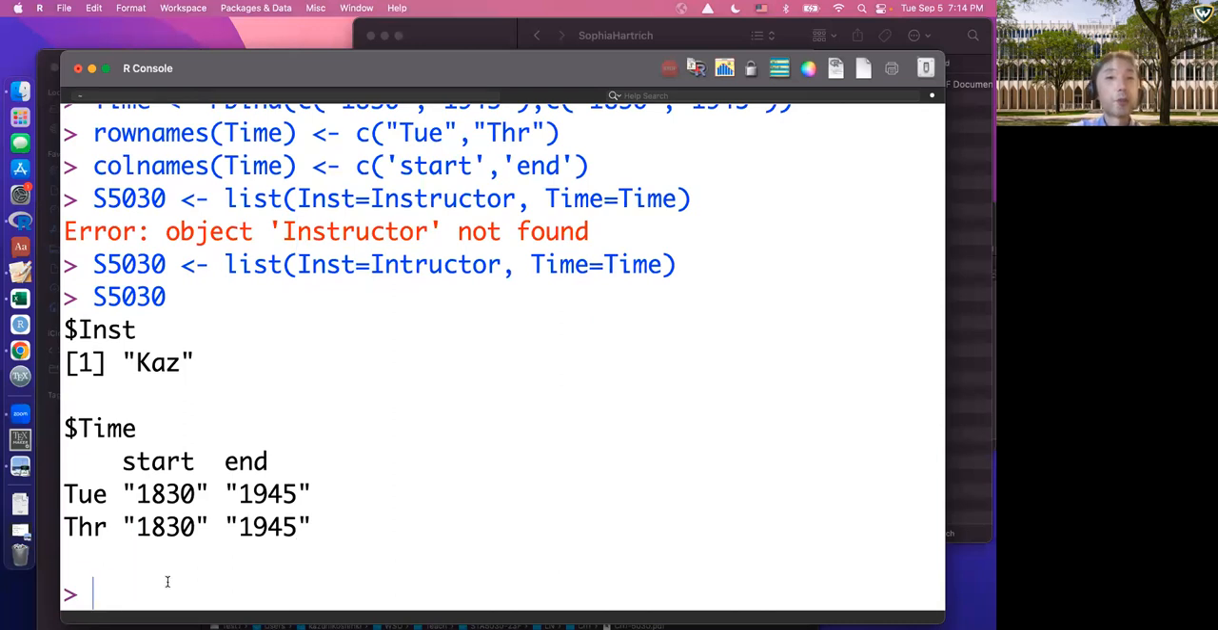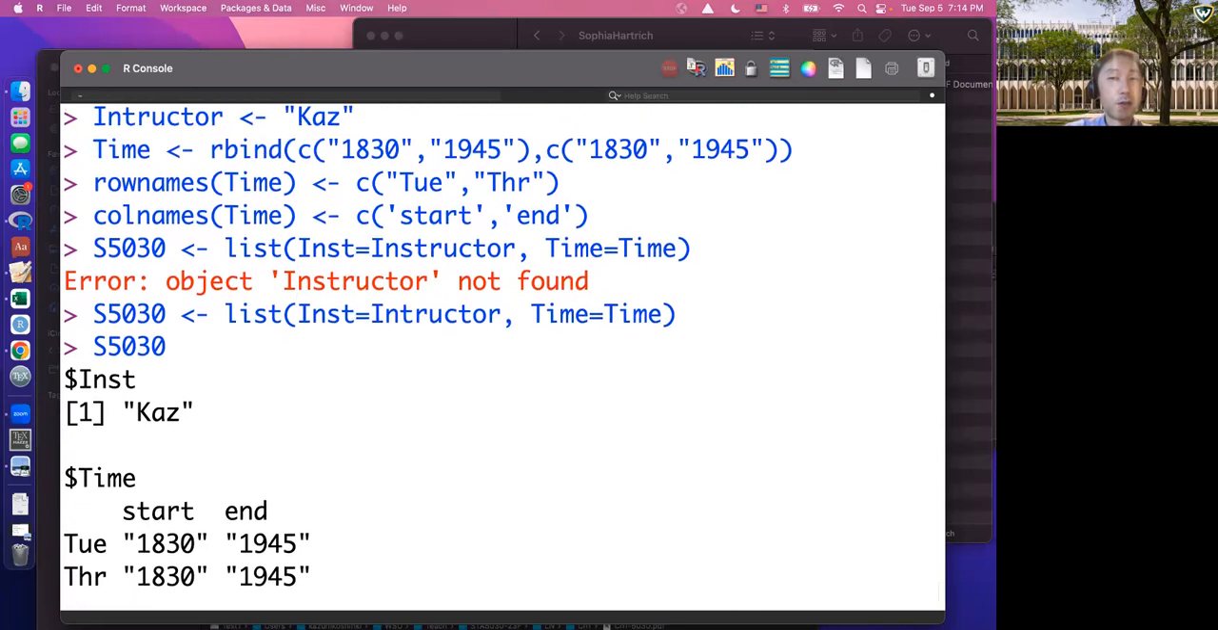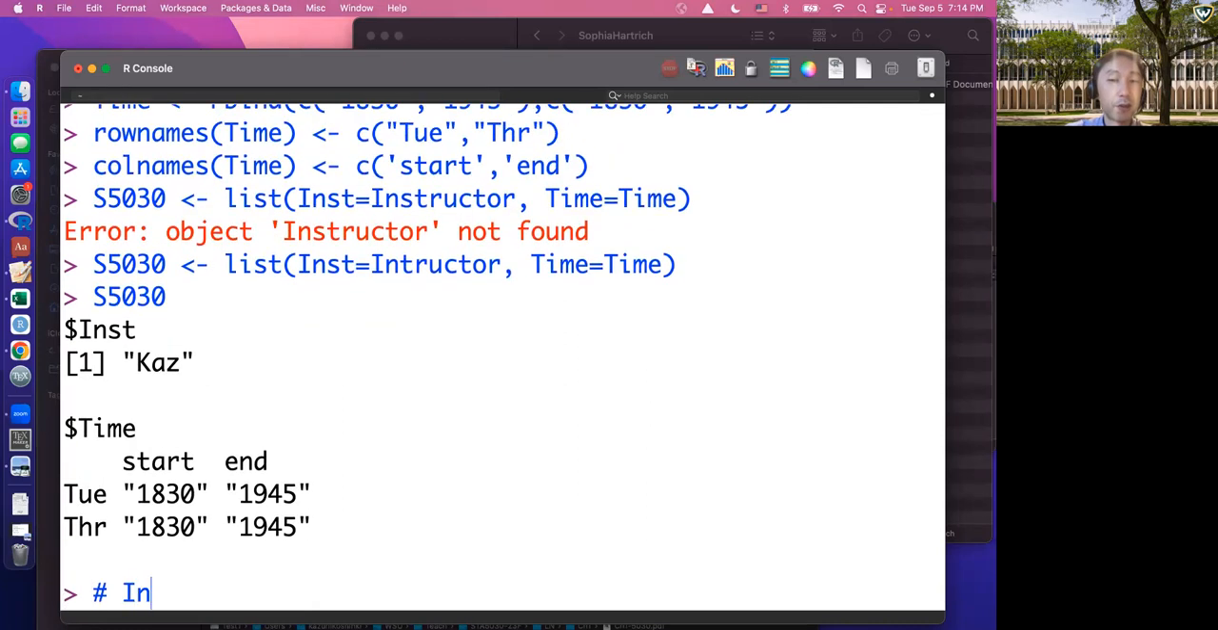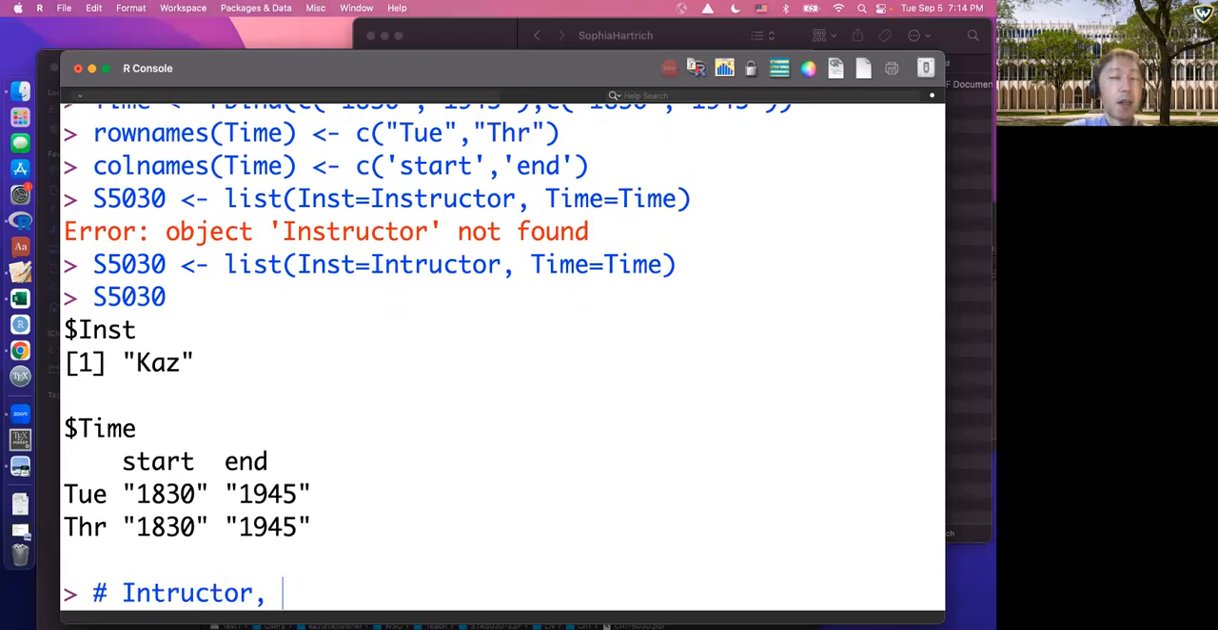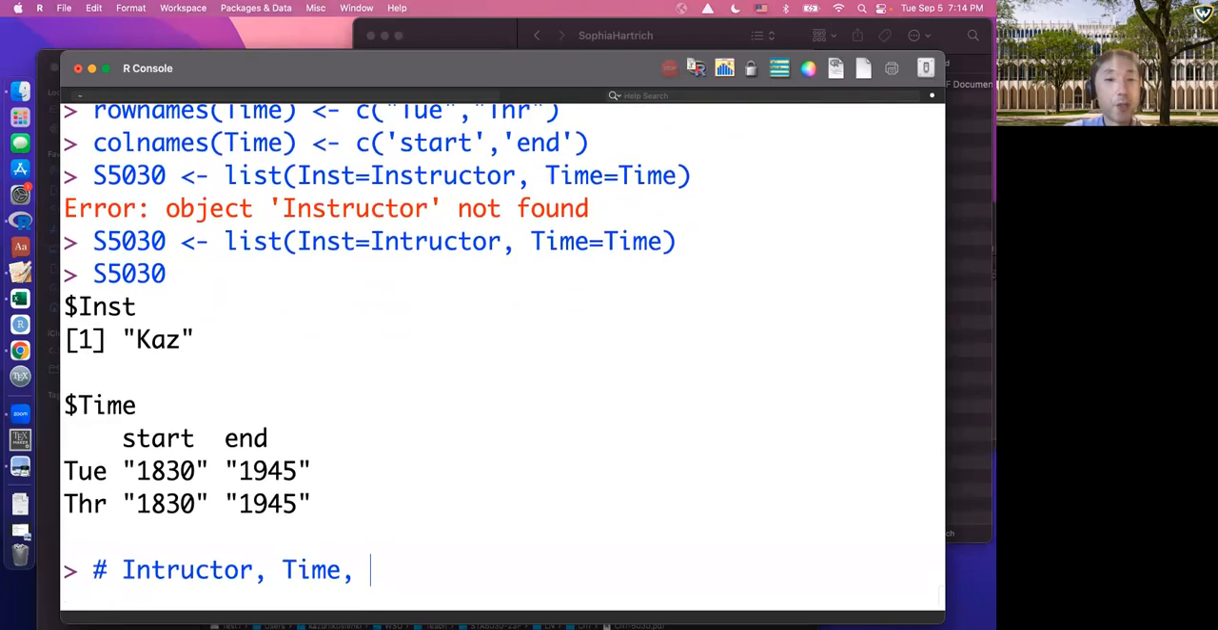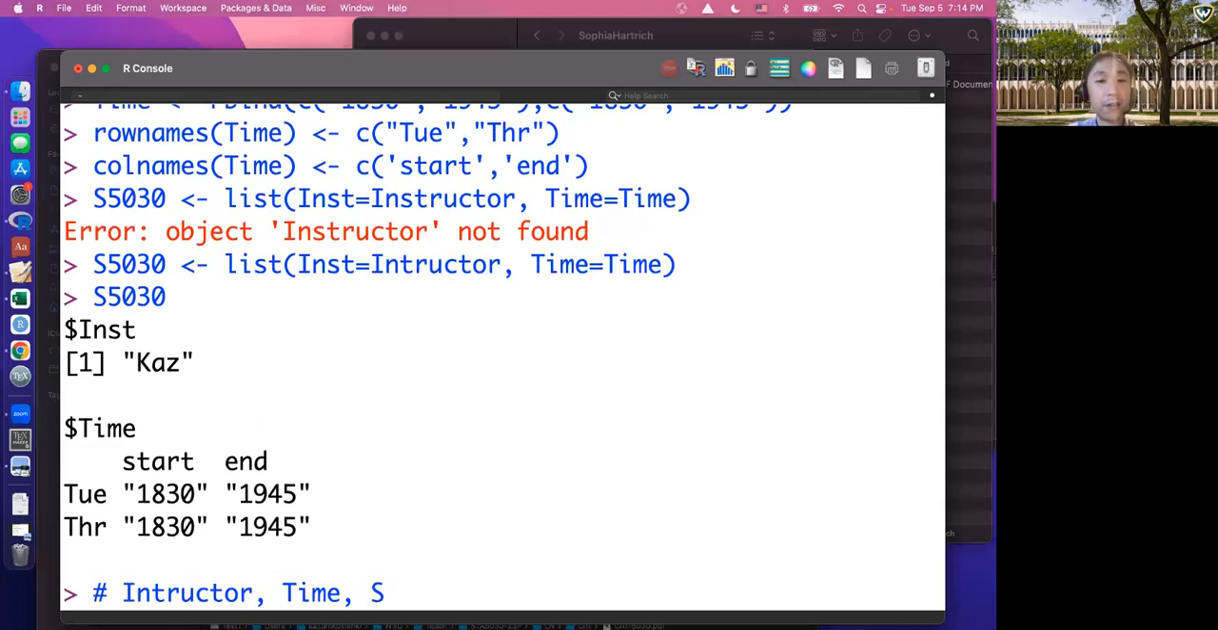So in the computer, we have basically three objects. We have created three objects. The first object is instructor. Actually, I misspelled it. So instructor and time. So these two objects, and then we generated S5030. And within this object, we have the sub-objects. One is INST and the other is time. So this is a little complicated.